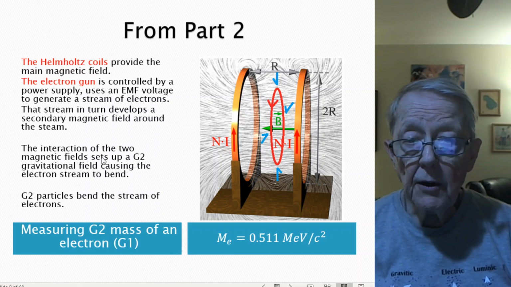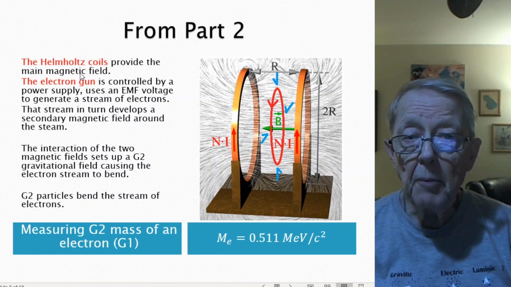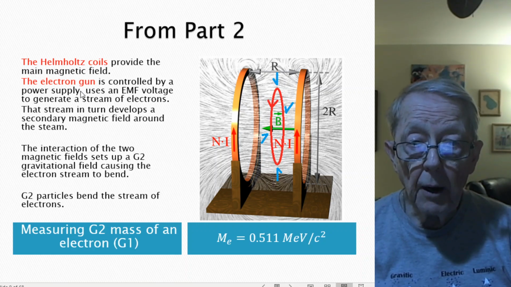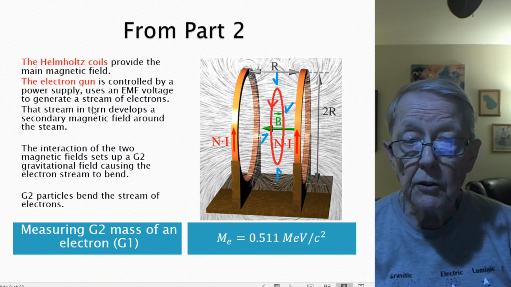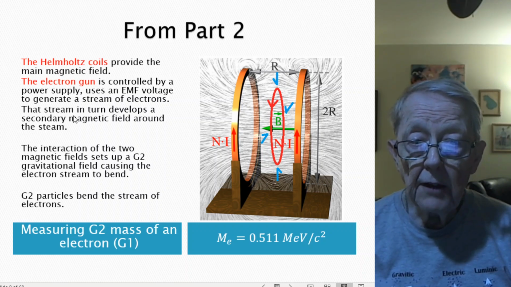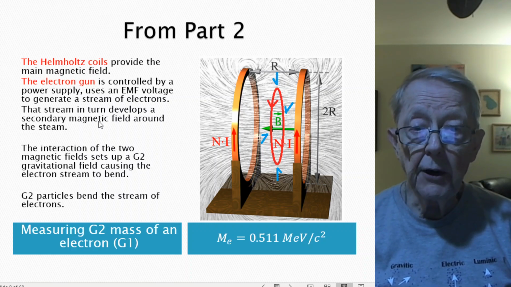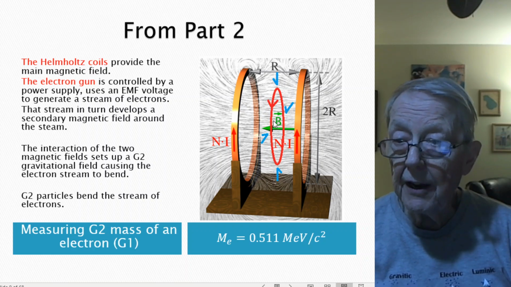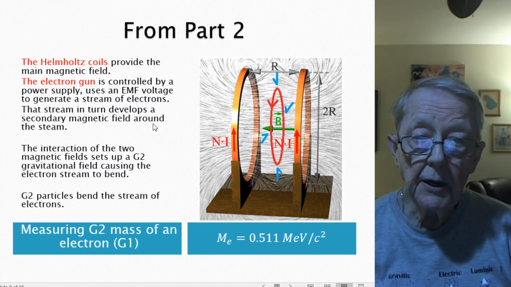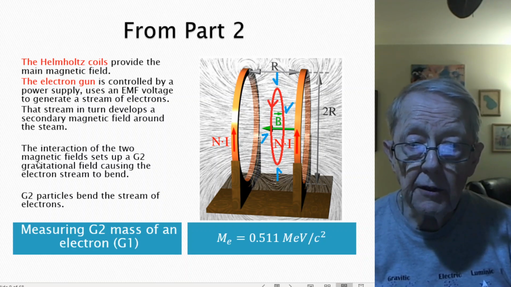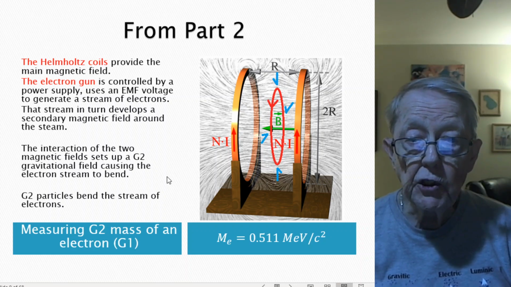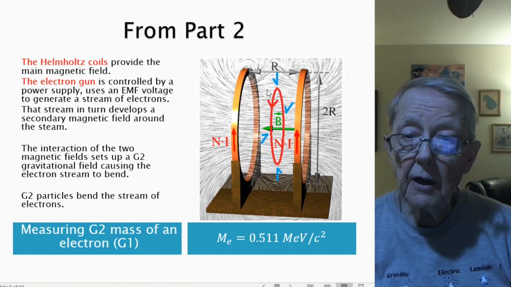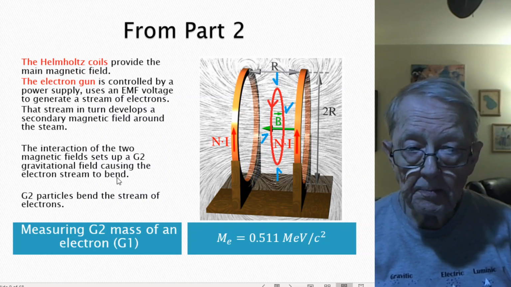The interaction: the Helmholtz coils provide a magnetic field. You can see it there. The electron gun is controlled by a power supply and uses an EMF voltage to generate a stream of electrons. That stream in turn develops a secondary magnetic field around the stream of electrons. And it's the interaction of these two magnetic fields that sets up a G2 gravitational field, causing the electrons to move in a circle.